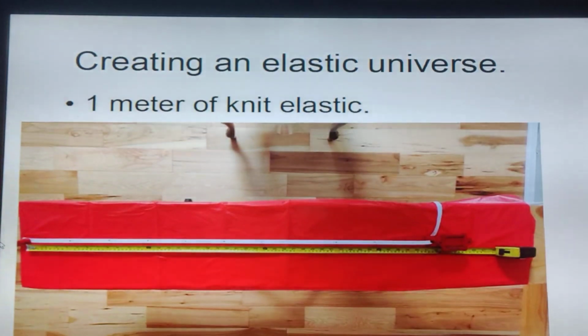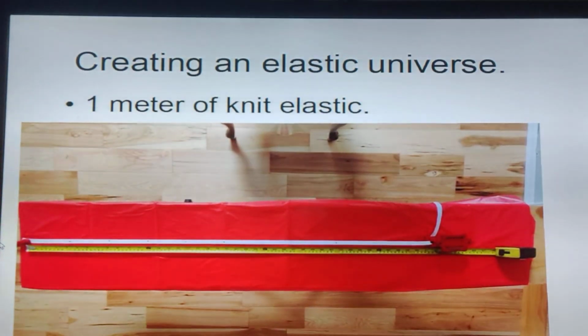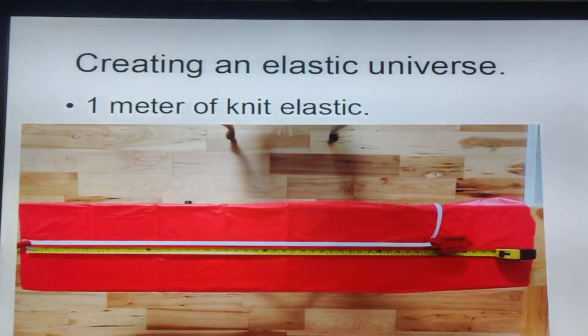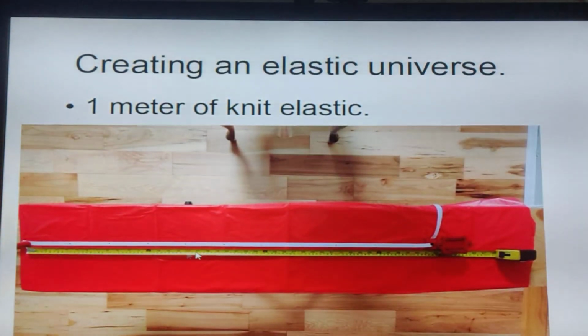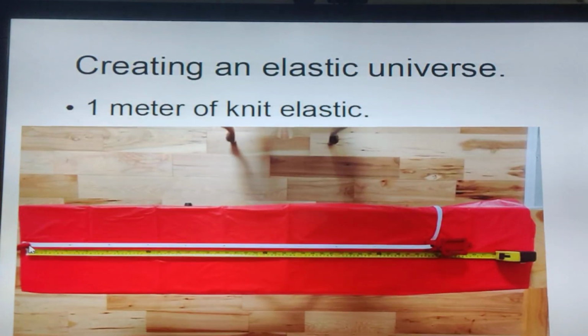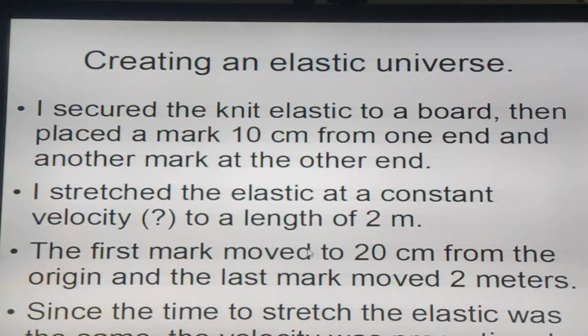So now, to simplify the explanation, I'm going to create an elastic universe, which is about 1 meter of elastic. And I'm going to anchor it to a table here. And 10 centimeters later, I'm going to put a dot. And there's going to be another dot 1 meter away. So I secure the elastic to a board, then place the mark 10 centimeters from one end and another mark at the other end.